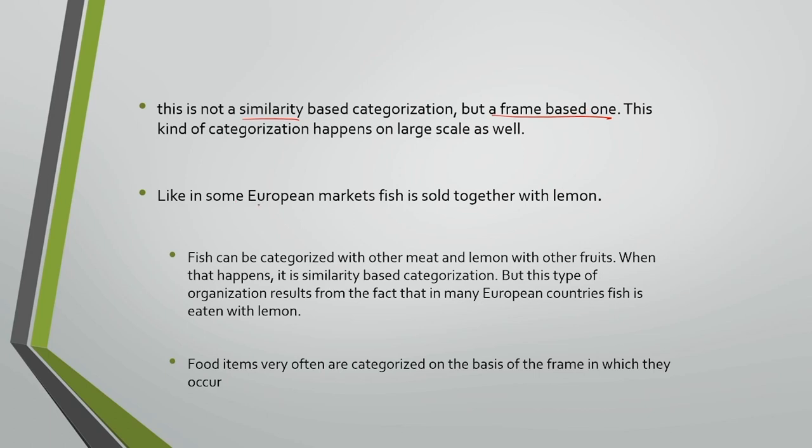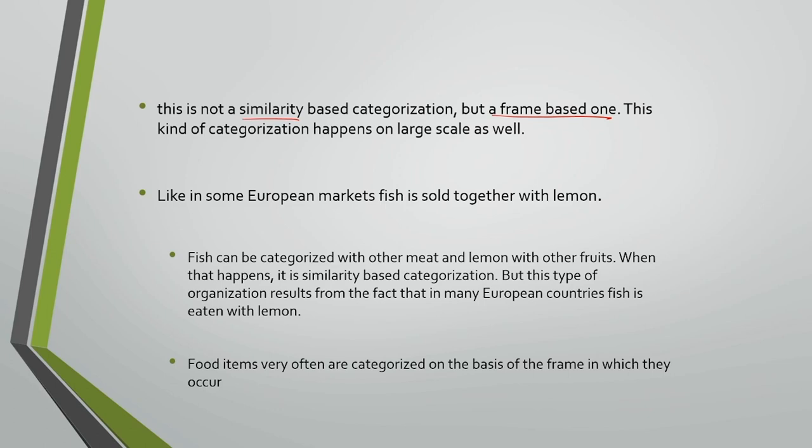This kind of categorization also happens on a much larger scale, in what we call cultural differences. One good example of cultural difference in this case is the case of European markets where fish and lemon are sold together. In India, lemon is always sold in the vegetable market along with other vegetables. Fish is always sold with other fish or other kinds of similar products like meat and eggs and so on. In Europe, in many countries, it is a very common sight to have fish and lemon being sold in the same store.